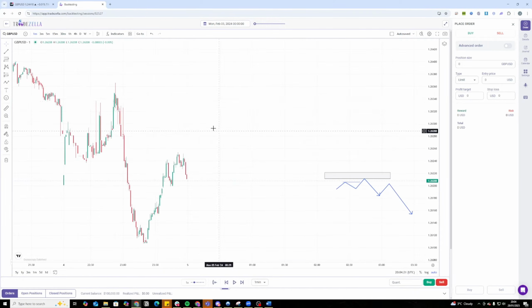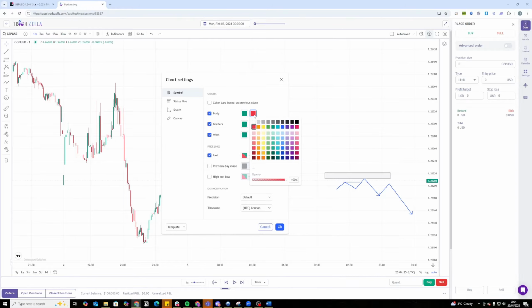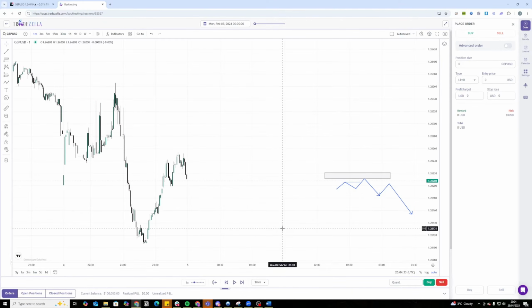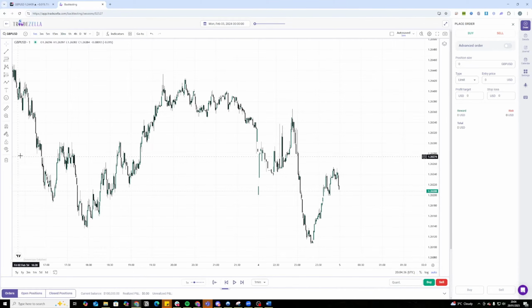Okay, so what we're going to do is jump straight into it. First things first, I want to change my candle colors because I want to match it to what my TradingView looks like. I'm the typical boring green and black guy, so let me just do this. Okay. And then what time is it on this chart right now?